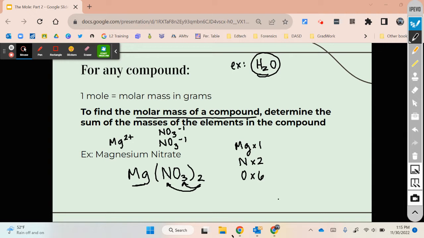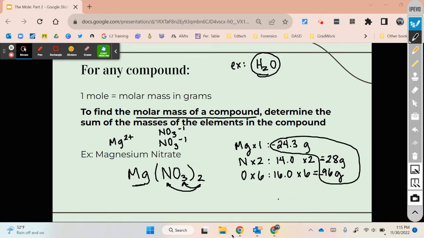Okay? So what we do is we look on the periodic table and we look at each of those elements' atomic mass. So if we look at magnesium, it has an atomic mass of 24.3 grams. Nitrogen typically has a mass of 14.0, but we have 2 of them. So that means the nitrogens are providing 28 grams. And the oxygen is 16 grams each, but there's 6 of them, meaning that our mass for the oxygens is 96.